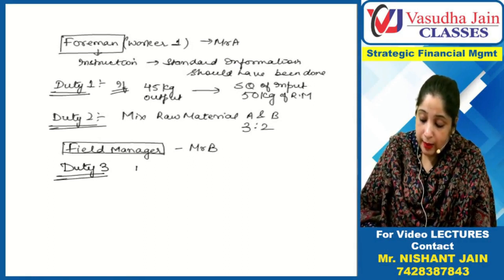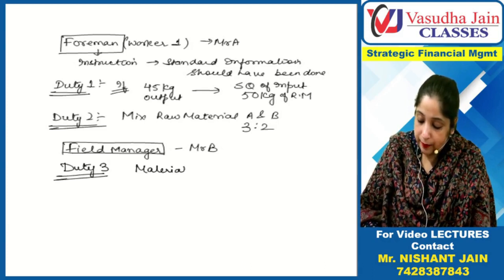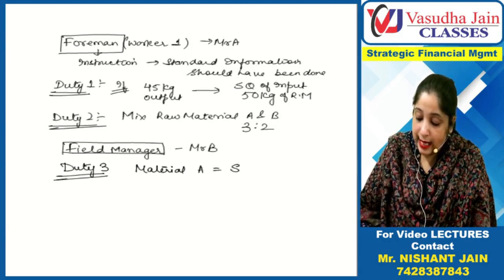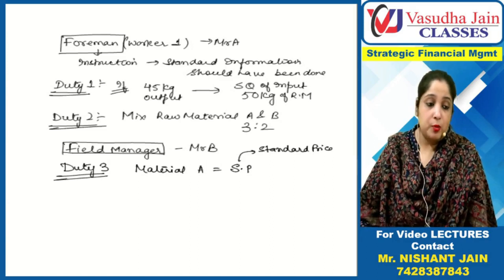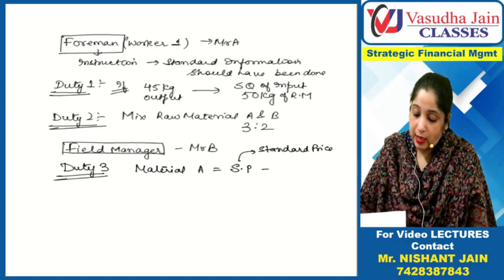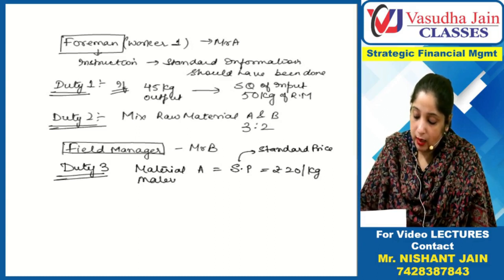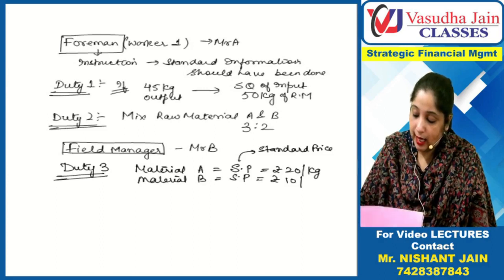To buy material A at standard price. See, what did I write? Standard price, SP. Start learning the small annotations also. Standard price to be rupees 20 per kg. And for material B, the standard price is rupees 10 per kg.